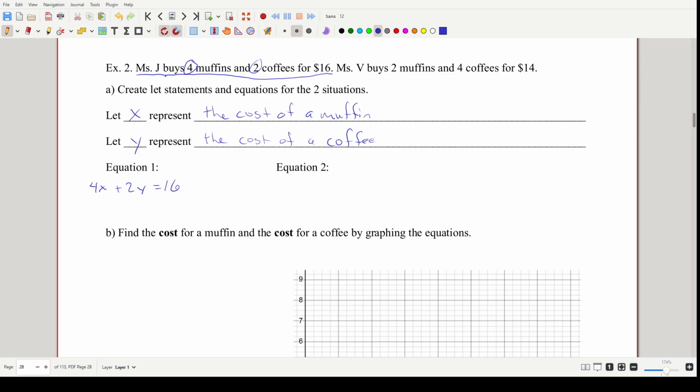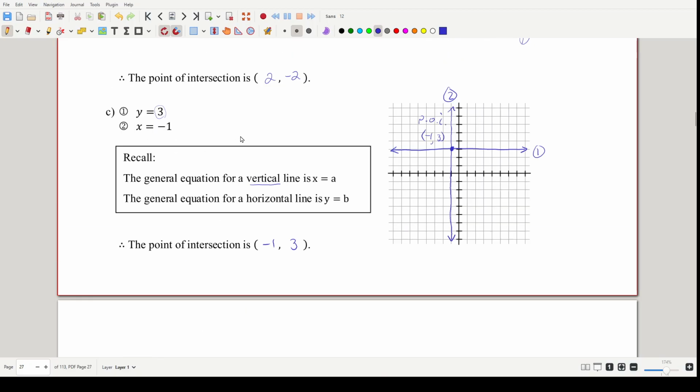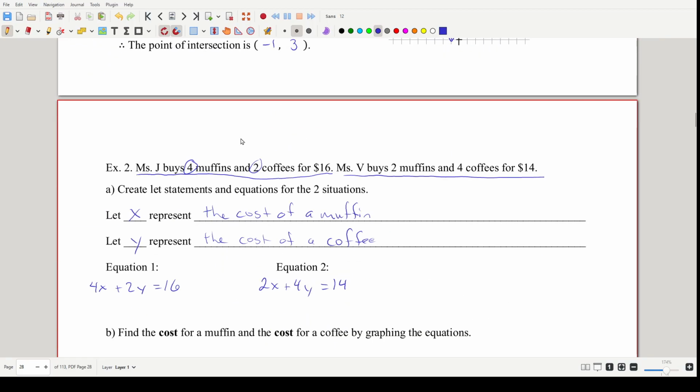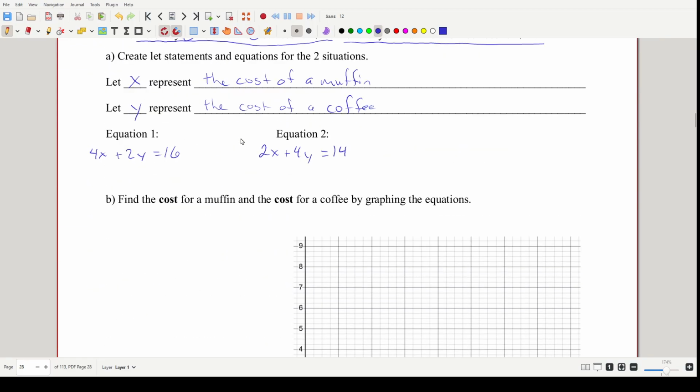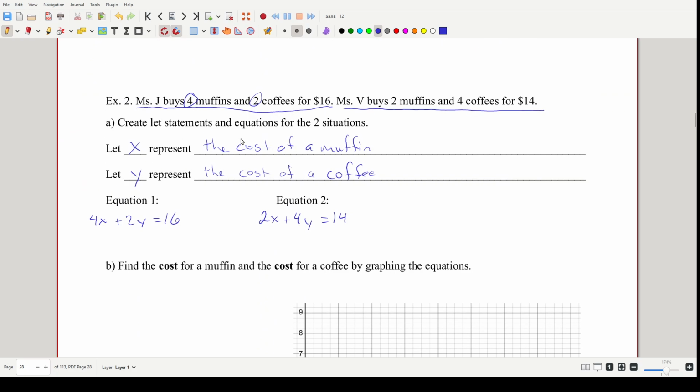Okay. Same thing for Miss V. Miss V bought 2 muffins at the cost of X and 4 coffees at the cost of Y, and it cost her $14. Okay, we have our 2 equations. We're now exactly where we were in these questions up here. So it says find the cost of a muffin and the cost of a coffee by graphing the equations.